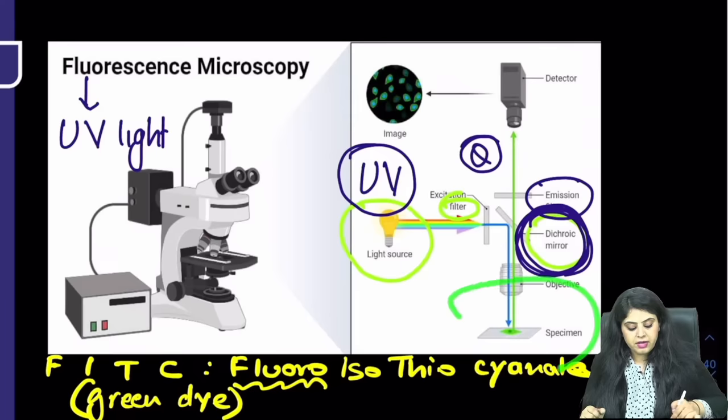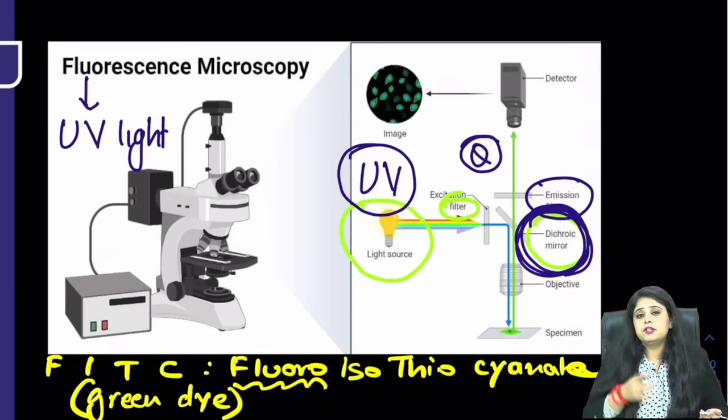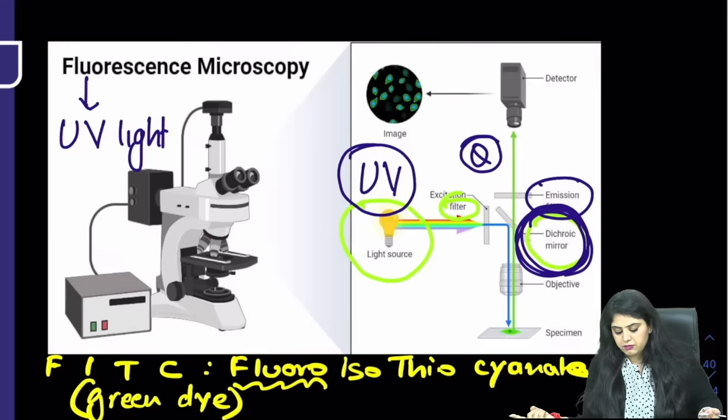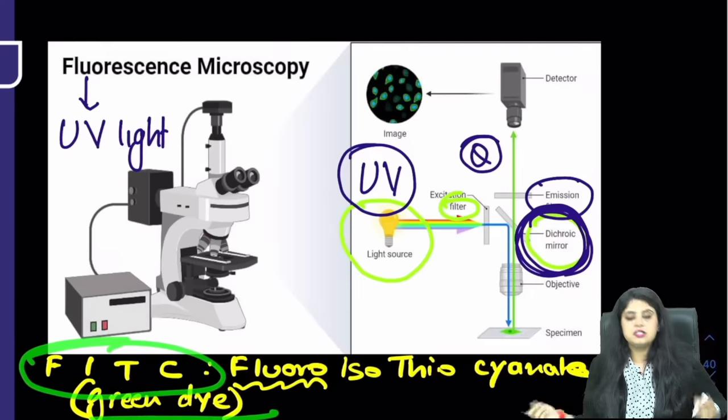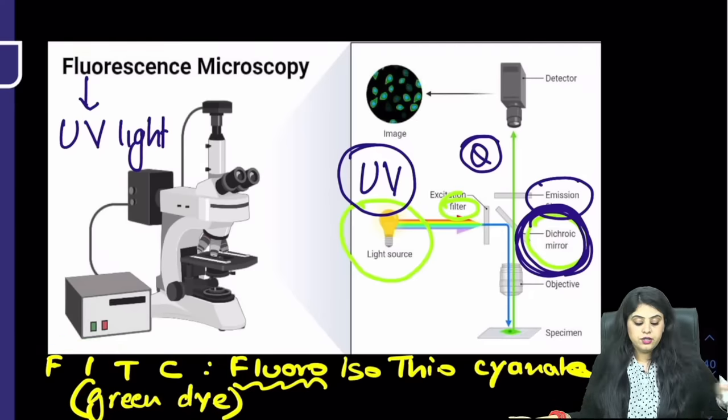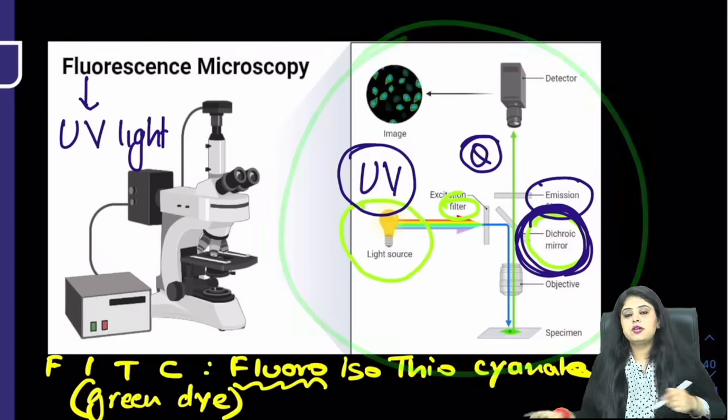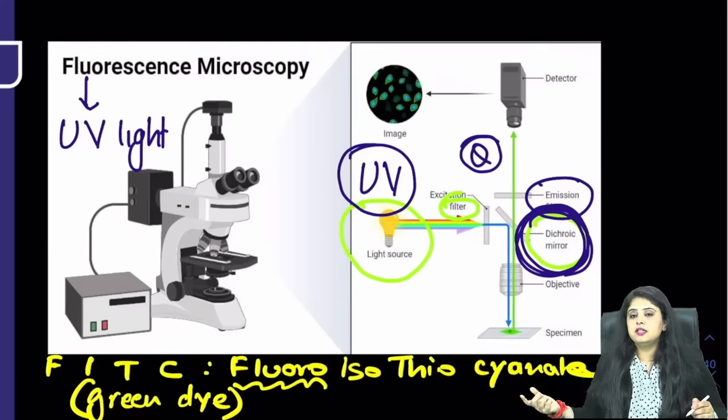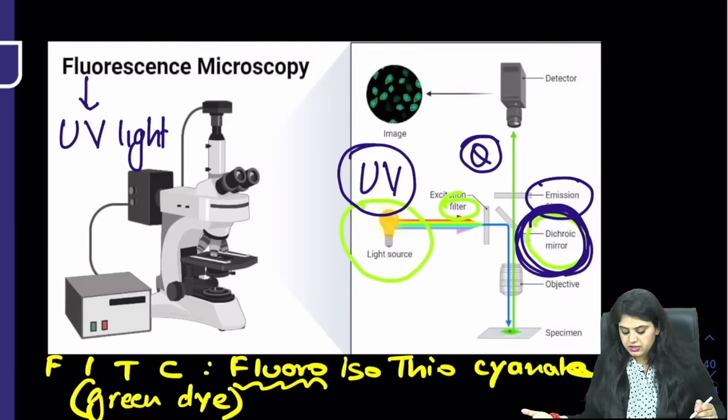If you want to use it in microbiology samples, you can use it. If you want to use it in pathology, where in pathology will you use it? Flow cytometer mein use karenge. So, basically, FITC is just a green color fluorescent dye. You can use it in this microscope also, and in pathology, you can use it as a green color in the flow cytometry also. Theek hai, ho gaya.